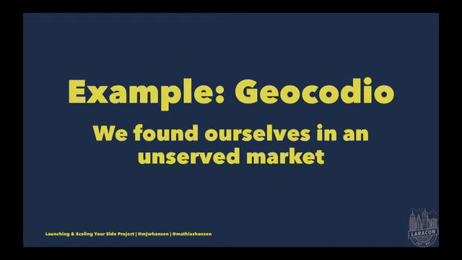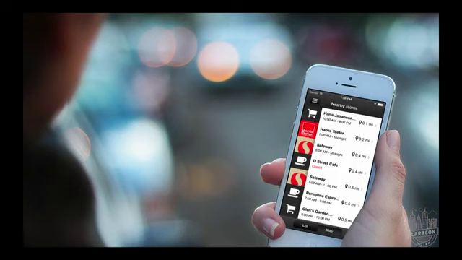So I want to go back to talking a little bit about Geocodio and how we came up with the idea of Geocodio. So basically, we found ourselves in an unserved market. And the reason why is before we had Geocodio, we built this app that no longer exists. But back then, we used to find grocery stores and convenience stores that opened near you. And what happened was we needed to get the latitude and longitude for every single store, the coordinates, so we could put them on a map and figure out what's close by.